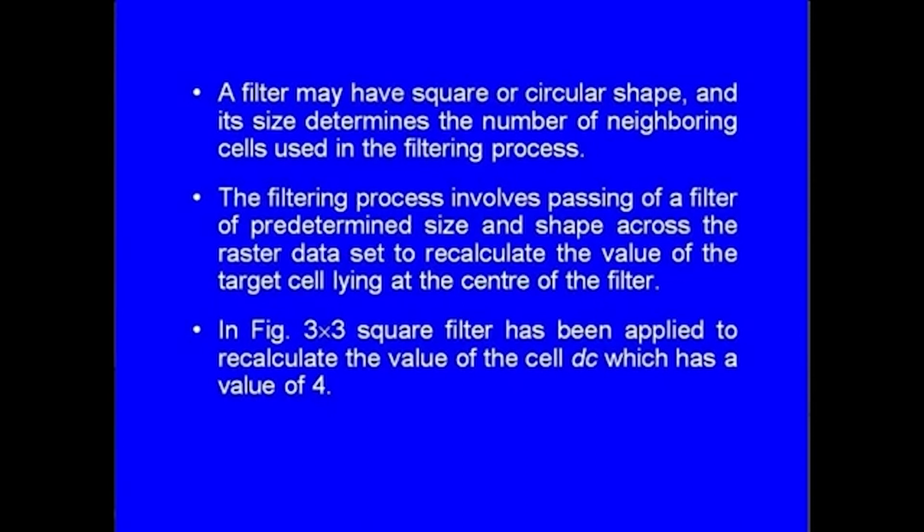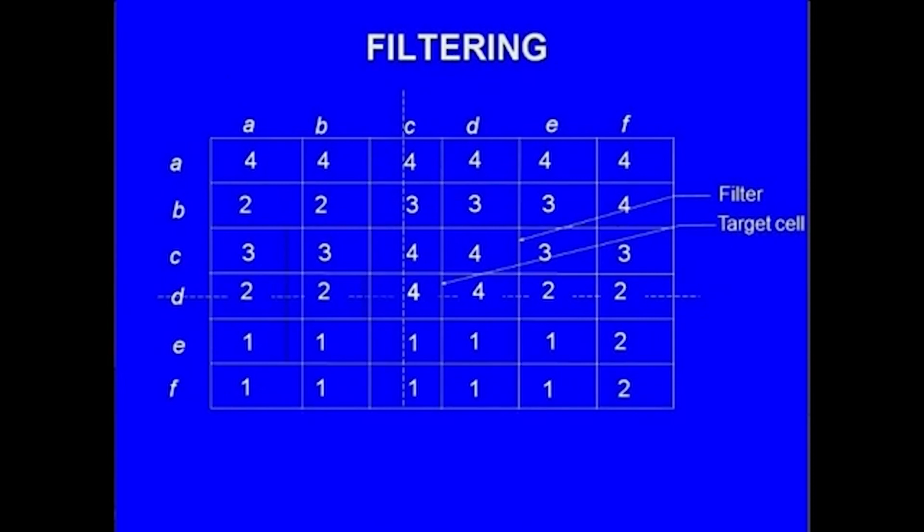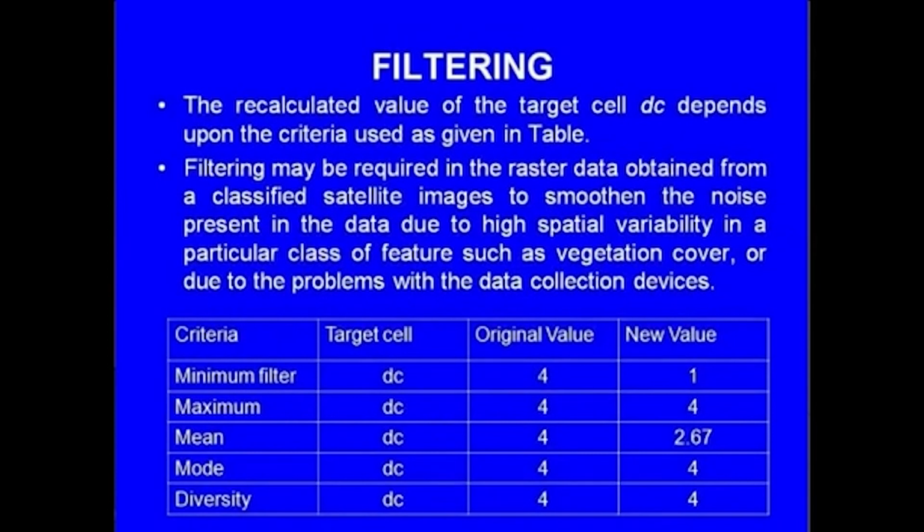The next figure shows a square filter which has been applied to recalculate the value of the cell, which has a value of 4. So, what we find is that a filter of a particular size is now placed over the target pixel, and corresponding to this particular configuration of the filter, a new value would now be calculated. The recalculated value of the target cell depends upon the criterion used in the filter.